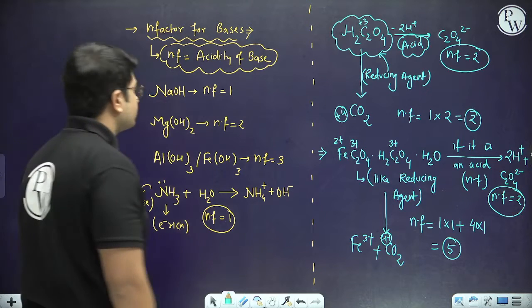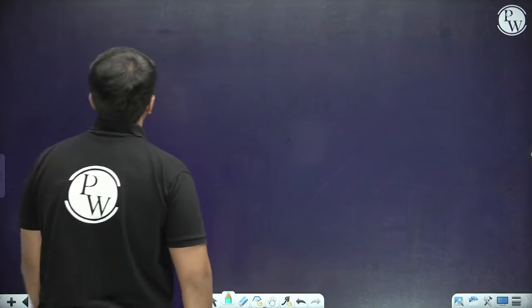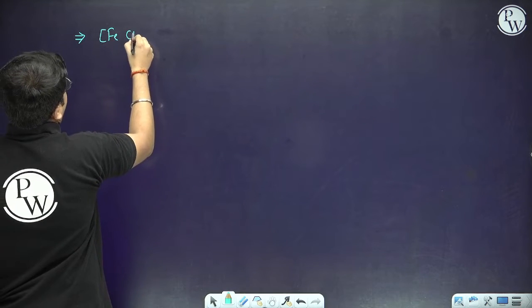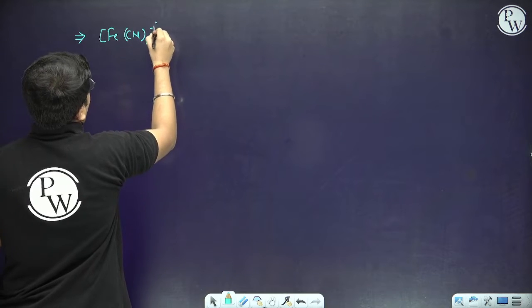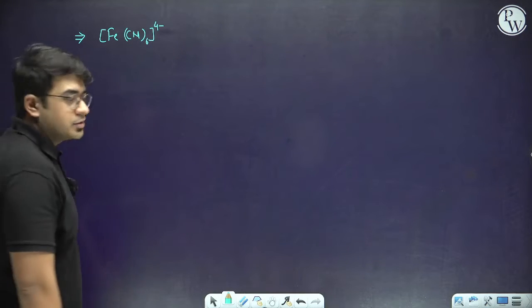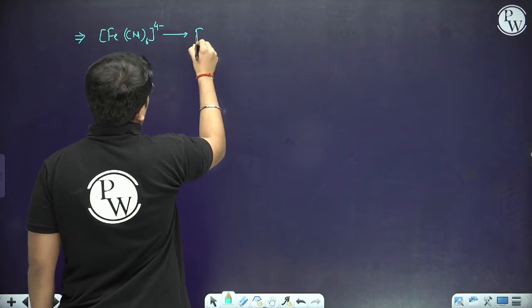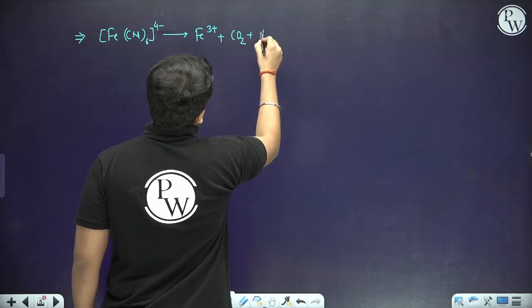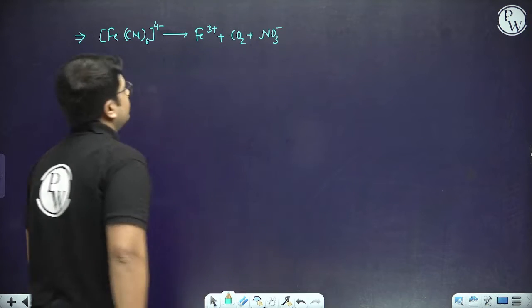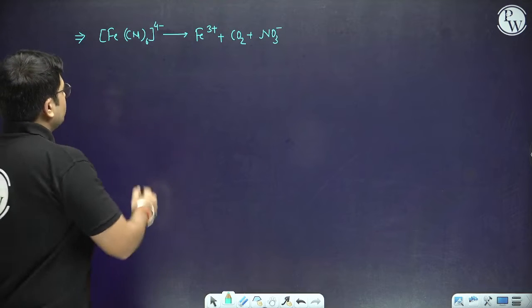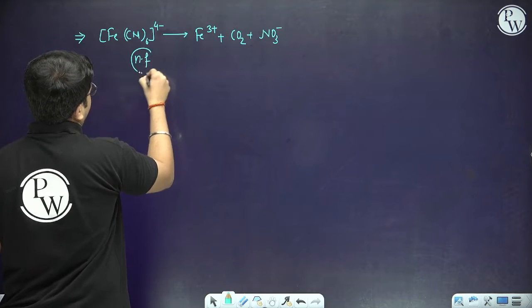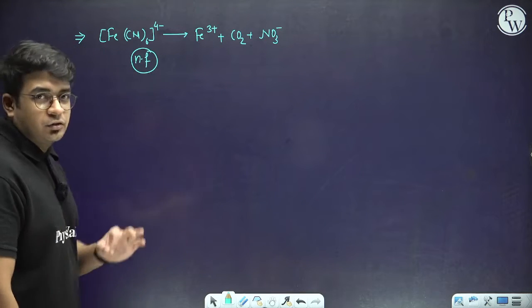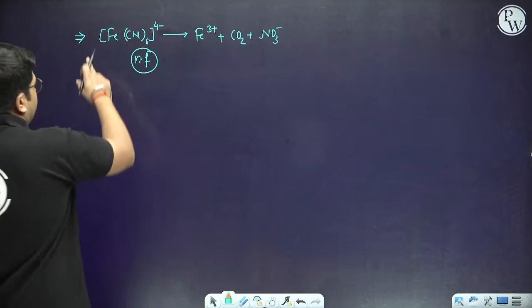Okay. Now let's talk about a very simple analysis. Let's say that we have a species which is Fe(CN)6 4-. This species is there and it is converting into Fe3+ plus CO2 plus NO3-, and you have to calculate the total N factor. What will be the total N factor? So in that case, first of all, I have to decide the oxidation state of each and every part.